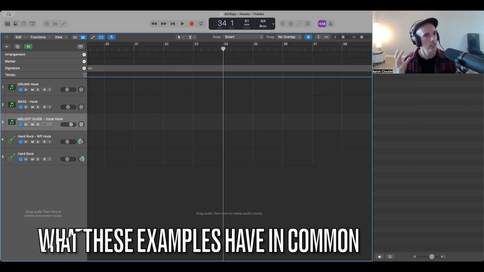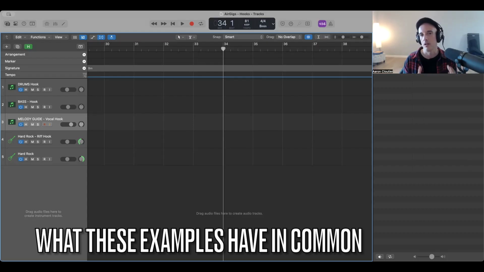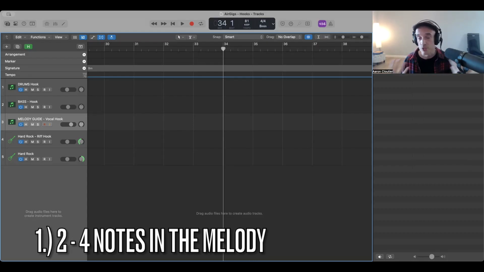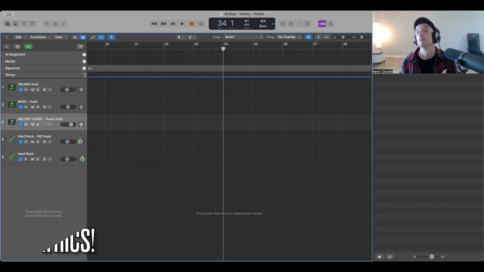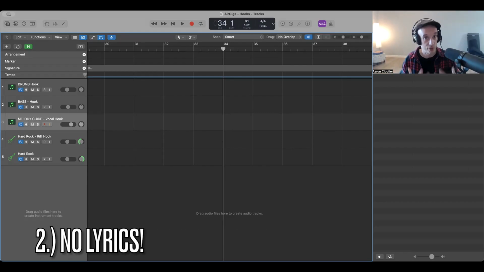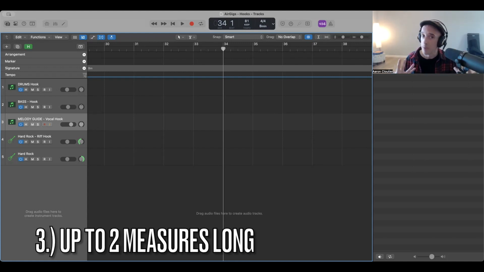Okay, so after taking a look at those examples, here's what they all have in common, just to recap everything. One, they use 2 to 4 notes. Two, they are comprised of a wordless melody, right? No lyrics at all. They're just vowel sounds. Three, they are up to 2 measures long.